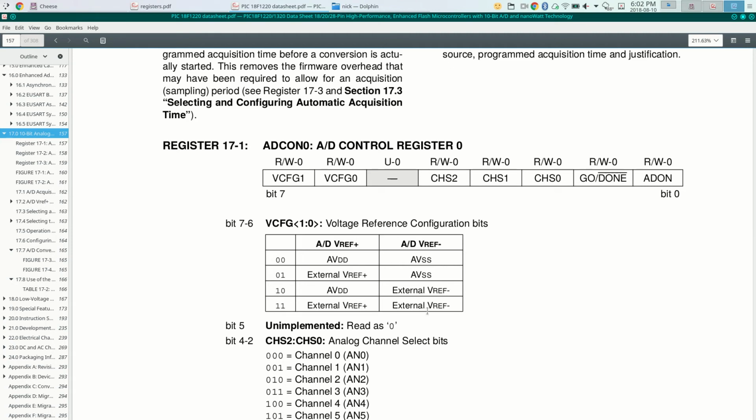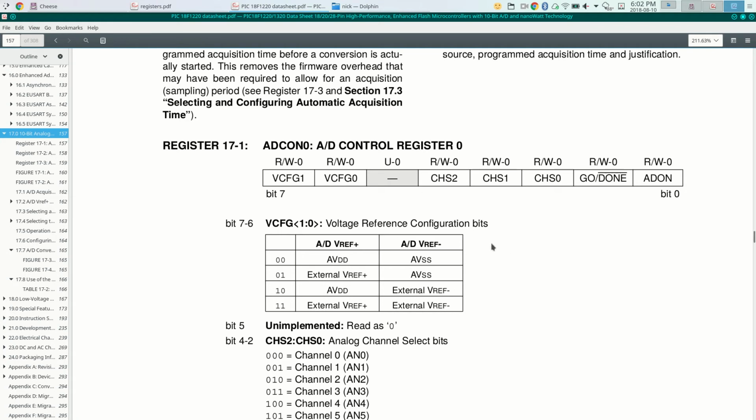Or we can use the power supply for higher and an external reference for lower, or external references for both higher and lower. So if you wanted to only work with voltages between, say, 0.7 and 1.3 volts, we could set an external positive reference of 1.3 and negative reference of 0.7, put these 2 bits to 1, 1, and then we'd be converting between that range.